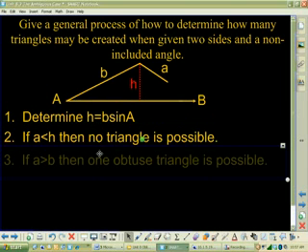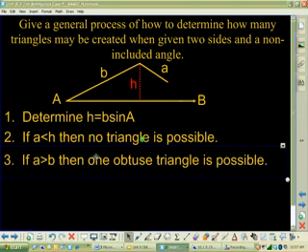Well, let's say that A is bigger than H. If A is bigger than B, then A has to be bigger than H. If the side opposite the given angle is bigger than the other side, you have 1 triangle possible. Only 1. So go solve the triangle. You solved the mystery of the ambiguous case. Elementary.